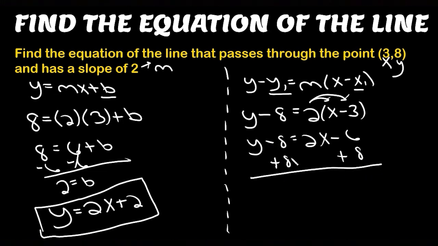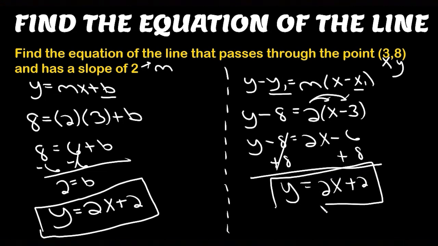So this will cancel. Here I get y equals 2x. And then negative 6 plus 8 will give you positive 2. So you can see here we get the same exact thing, right? And so it's totally up to you how you want to do these problems. It's not a right or wrong way. It's just how you want to do them.